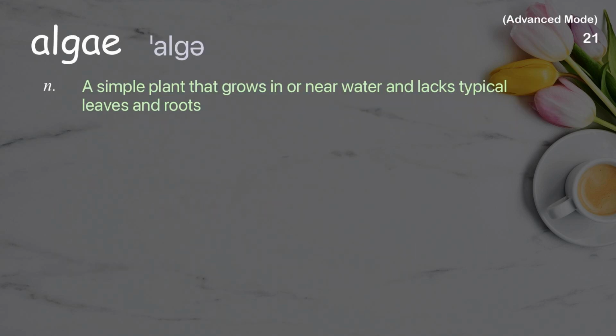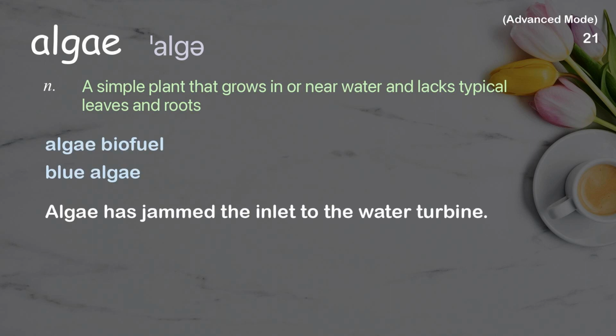Algae. A simple plant that grows in or near water and lacks typical leaves and roots. Examples. Algae biofuel. Blue algae. Algae has jammed the inlet to the water turbine.